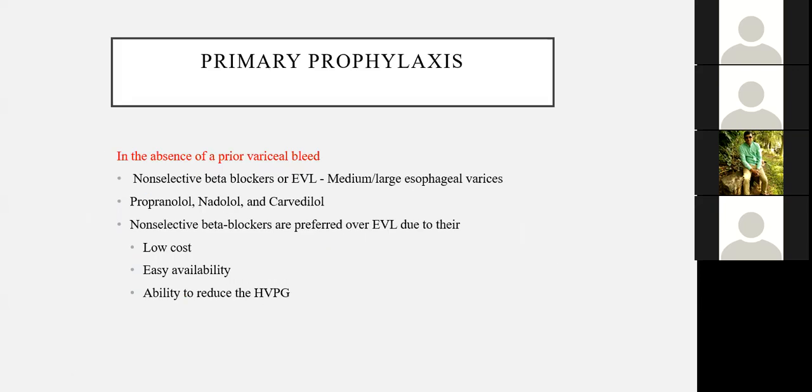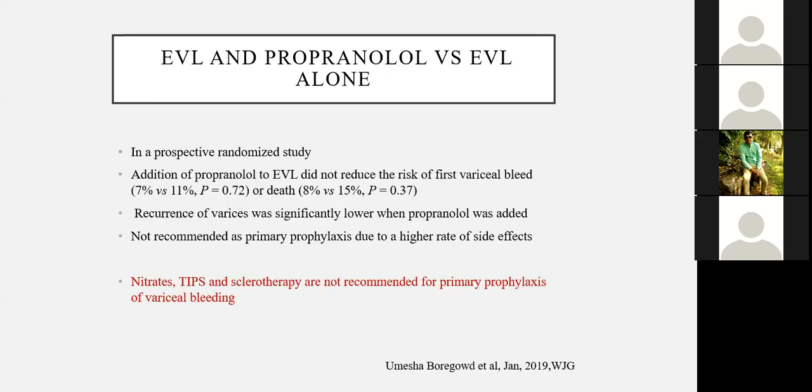And when coming to the management of the varices, in the absence of prior variceal bleed, we should consider non-selective beta blockers or endoscopic variceal ligation in case of medium or large esophageal varices. The non-selective beta blockers include propranolol, nadolol, and carvedilol. These non-selective beta blockers were preferred when compared to endoscopic variceal ligation because of their low cost, easy availability, and ability to reduce the hepatic venous pressure gradient.